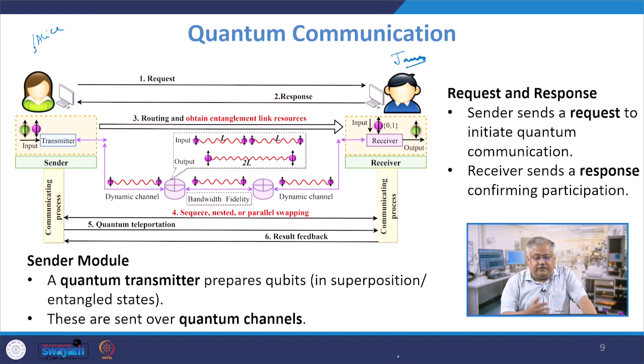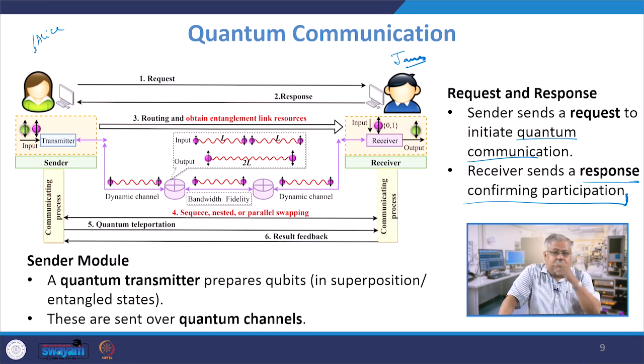Now sender will send a request, of course, as to initiate quantum communication, and the receiver send an information to confirm participation. It might also happen that the sender sends an information, but the receiver does not want to communicate back. Then the sender will not send any response back to the receiver acknowledging that he or she has received the request.